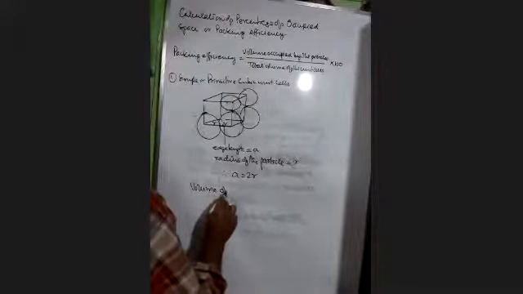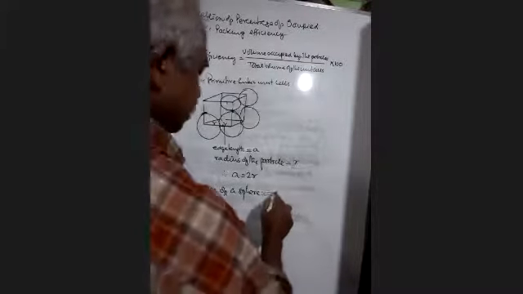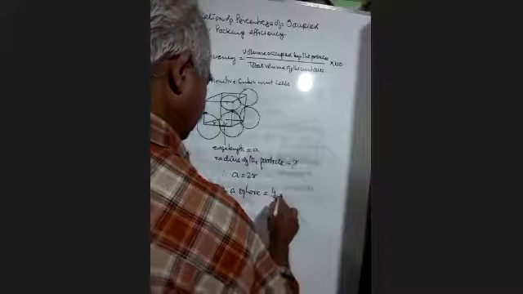Okay. We have already considered this particle to be spherical. So, what is the volume of a sphere? Volume of a sphere is equal to what? Is it not 4 by 3 pi r cube?